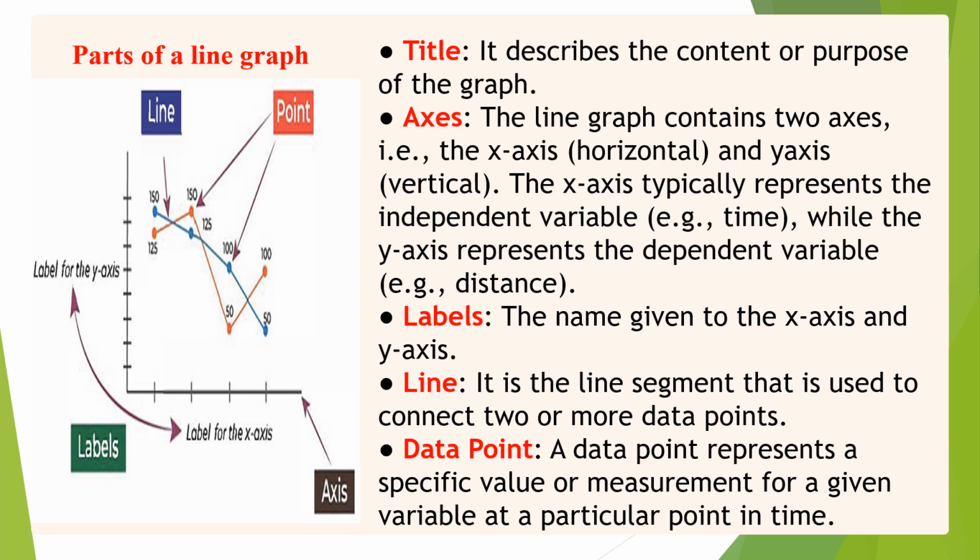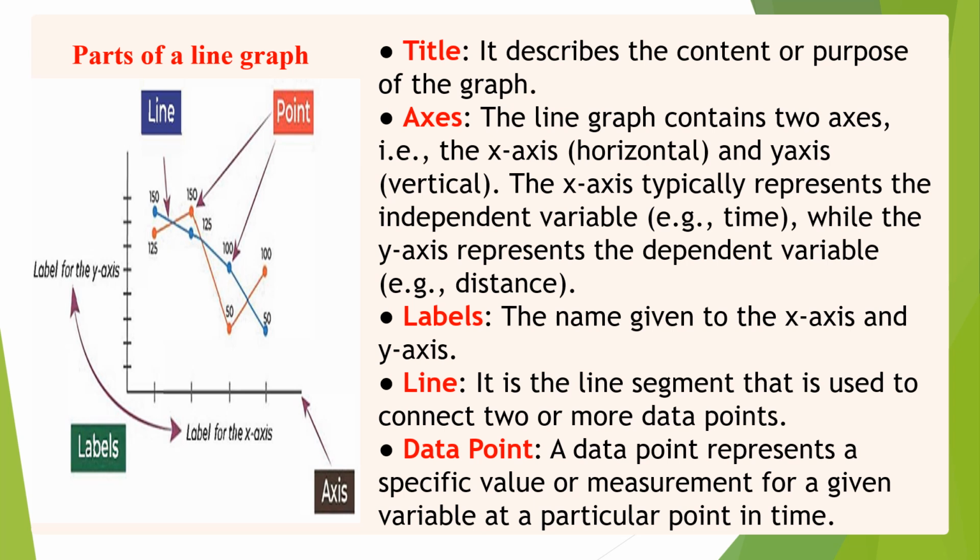Title. It describes the content or purpose of the graph. Axes. The line graph contains two axes, the x-axis and y-axis. The x-axis represents the horizontal line and the y-axis represents the vertical line. Now, the x-axis typically represents the independent variable, example is time, while the y-axis represents the dependent variable, example is the distance. Labels. The name given to the x-axis and y-axis.